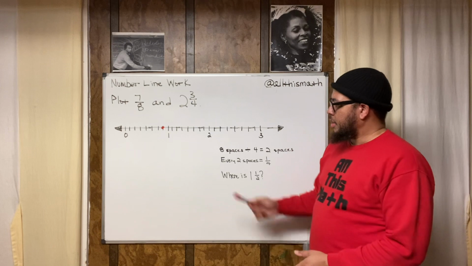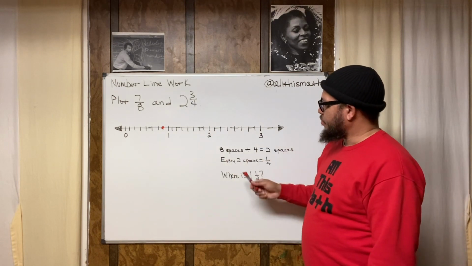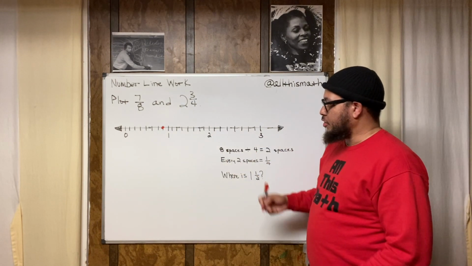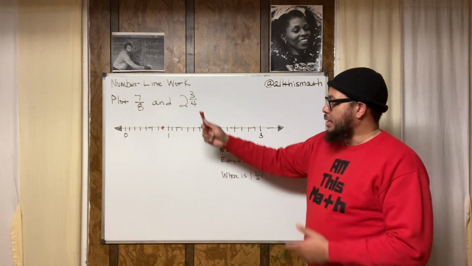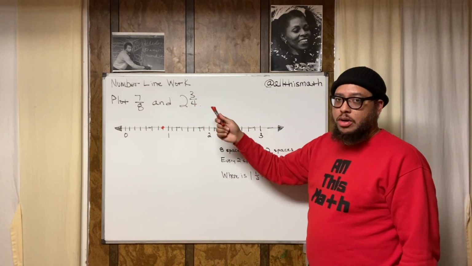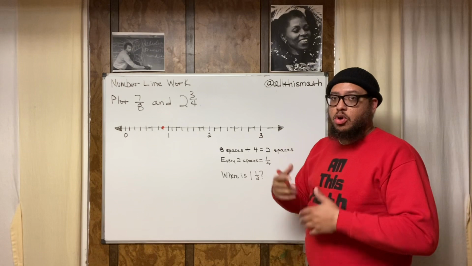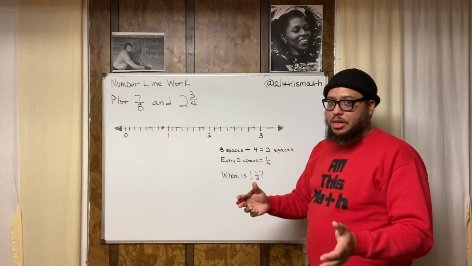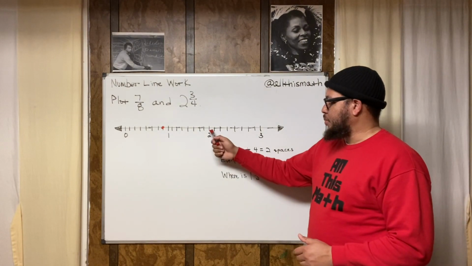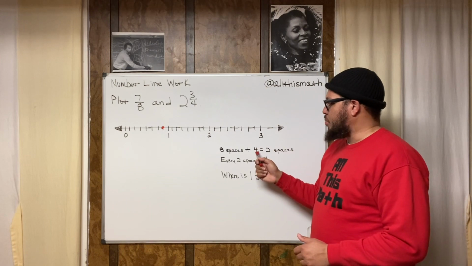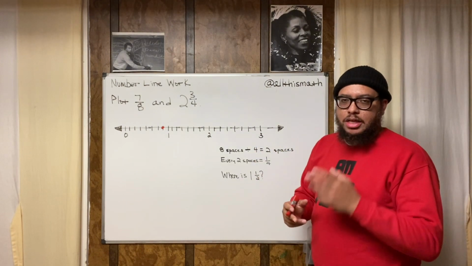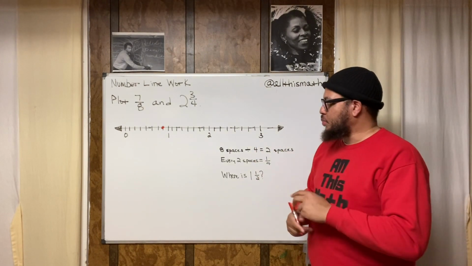That's what that means. So you take these 8 spaces and divide them into 4 equal parts, because this denominator is a 4. So this is dealing with fourths or quarters. Fourths and quarters are the same thing, again. So you take these 8 spaces, divide them up into 4 equal parts. Each of those parts is 2 spaces.